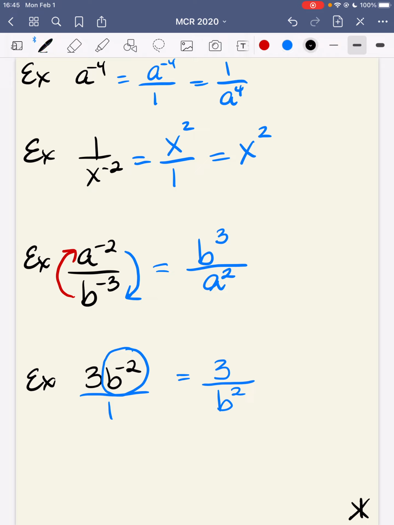Another thing that you need to be aware of with this, I'm going to use the exact same example here. If I have negative 3 times b to the negative 2, okay? The only thing that's still going to move is this b. The negative on the outside of the 3 does not follow this rule. This rule is only for negative exponents. So in other words, my negative 3 is going to stay on the top. My b is going to come down as a positive exponent, and I'm going to be done.